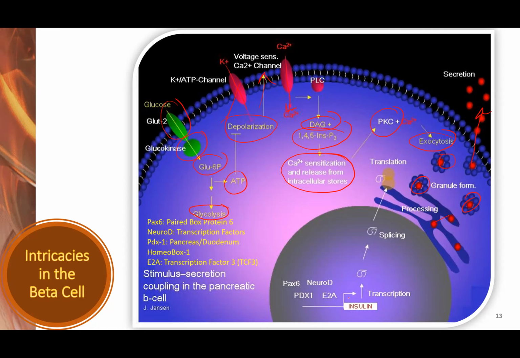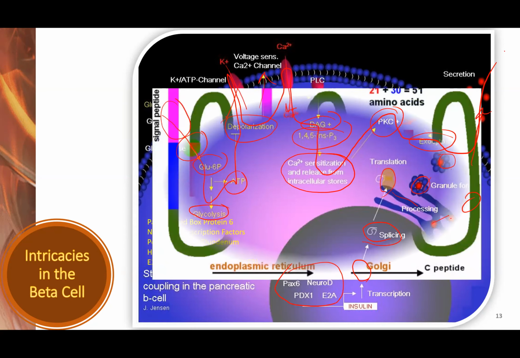In insulin synthesis, there is a gene which synthesizes the insulin through these mechanisms: PAX6, NeuroD, PDX1, E2A, and these transcribe and produce the insulin amino acids, and then splicing, that is, folding. This folded one enters the endoplasmic reticulum, is stored in the insulin granules, and is released through this mechanism. Okay, so that is the one which we have already discussed.